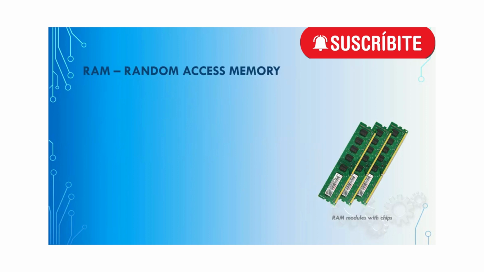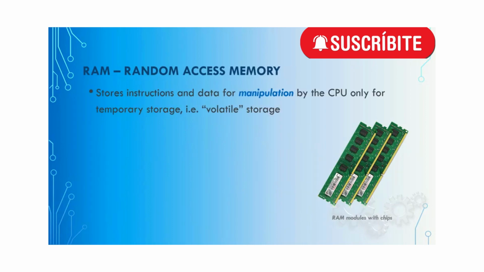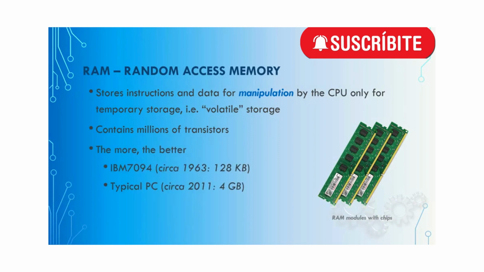So now let's talk about the random access memory, the RAM. It's for storing instructions and data manipulated by the CPU. Since RAM is much faster compared to the hard disk, anything processed by the CPU has to be moved from the hard disk to the RAM before processing. And it's for temporary storage only, what we call volatile storage. That means that if we switch off the computer, all the memory is gone. And it contains millions of transistors. Of course, the more memory, the better the computer. Nowadays, typically a computer will have at least 4 gigabytes of memory.